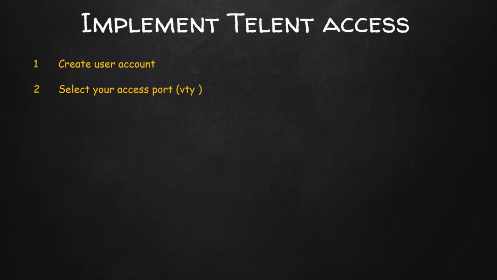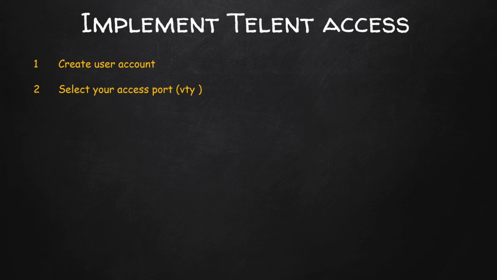Second, select your access port, that is also called VTY. In your Cisco device, the line VTY is the access port that is used for the remote management. Here you need to decide how many ports you need to open for the remote administration. If you configure 5 ports, 5 concurrent users can remotely access the device. If you set it up for 15, then 15 users can access the device simultaneously. So you need to choose how many ports you are going to open for remote access. So that is step number 2.